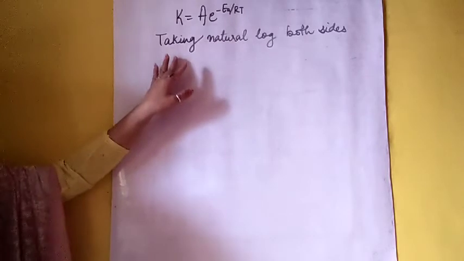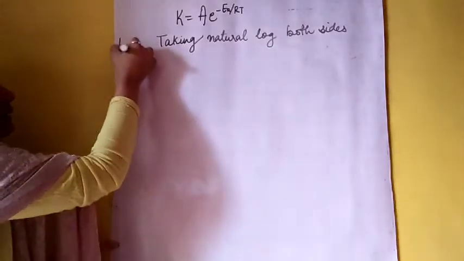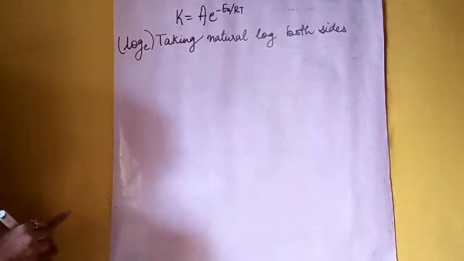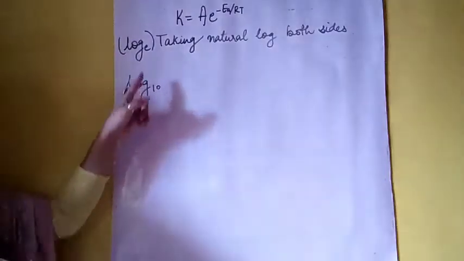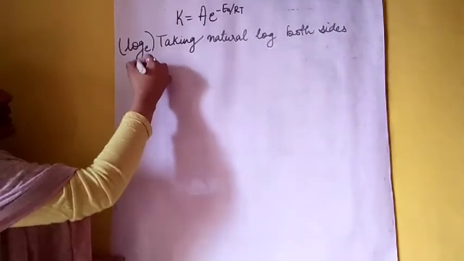If we take natural log on both sides. Now what does natural log mean? Natural log means log base e, right? And the log we generally use is log base 10. We know the values of log base 10, and natural log means log base e. So we are taking natural log. Either you write log e or you can write it as ln in short, right?